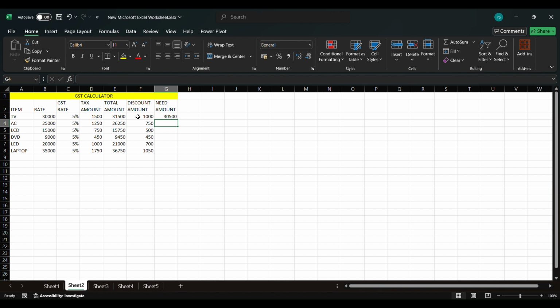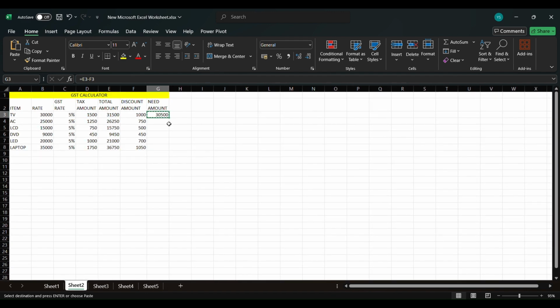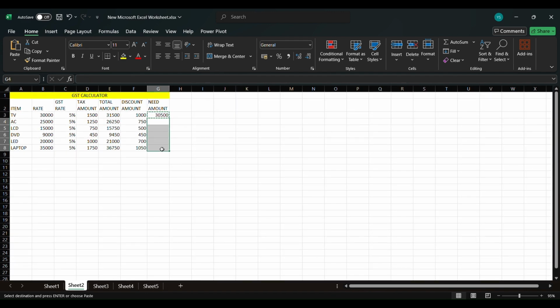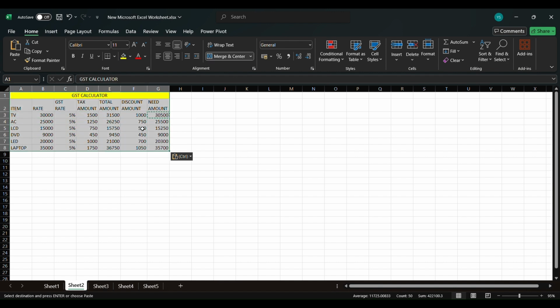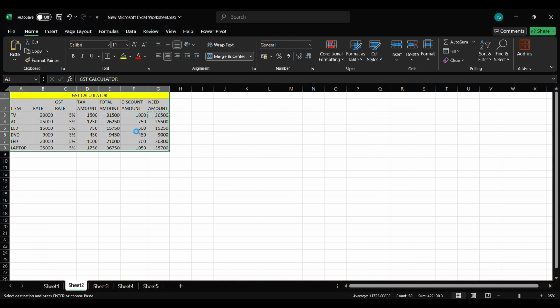Then enter. So TV discount need amount is 30,500. So again we copy this and insert here and copy and paste here. So then we select this table and here we select all models.